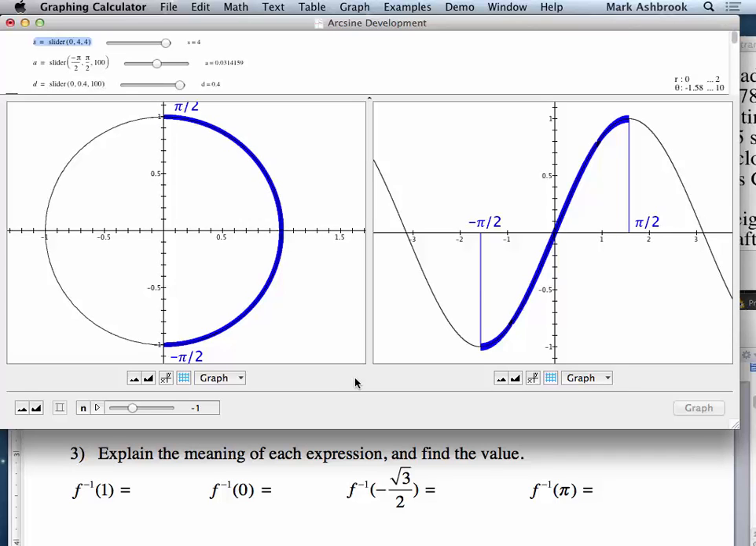Okay, so quick. So what would f of 1 be? Gina? Would it be just the pi over 2? Pi over 2 only. What do you guys think? Yep. F of 0. 0. F of negative radical 3 over 2. Negative pi over 3.